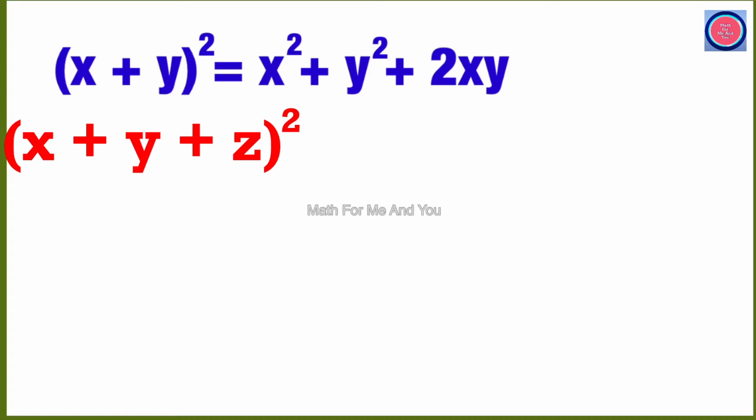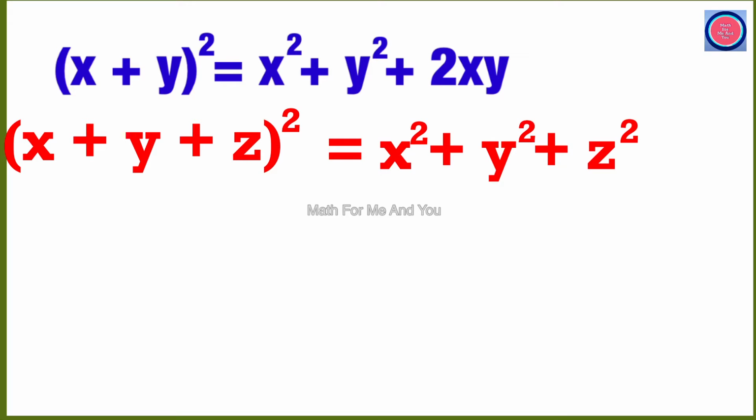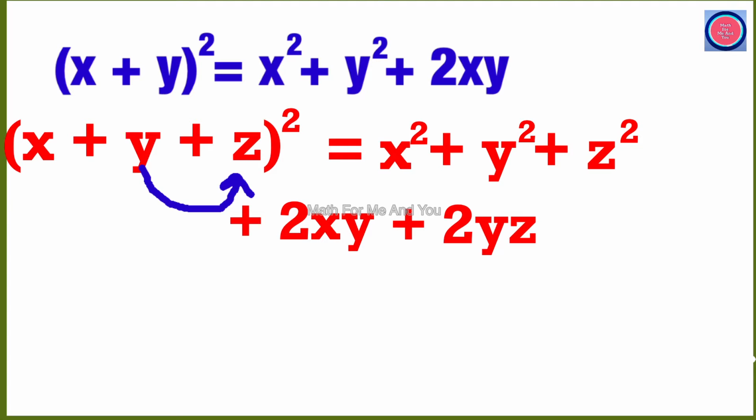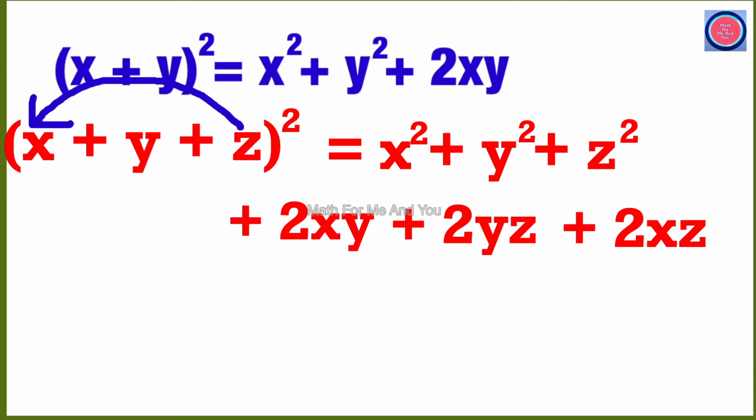The same way we can write (x + y + z) the whole square. We will write each variable with the power 2 first: x square plus y square plus z square. Now we will write with 2 as coefficient, connecting two variables at a time and writing the product. So we write plus 2xy, that means connect x and y, plus this time we connect y and z, so we get 2yz, plus we connect z and x, so we get 2zx, or xz we can say. Hope this idea is clear to you.